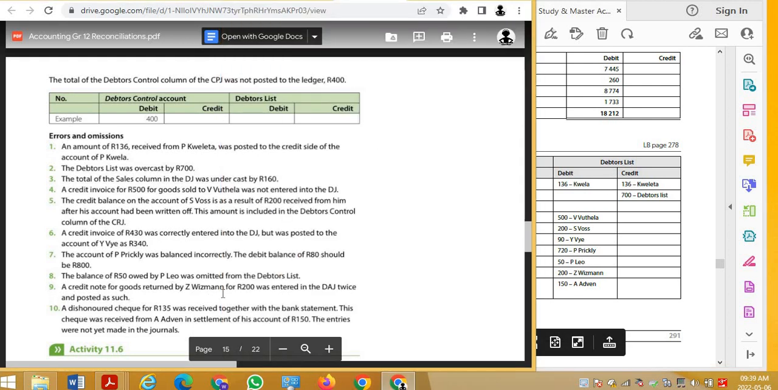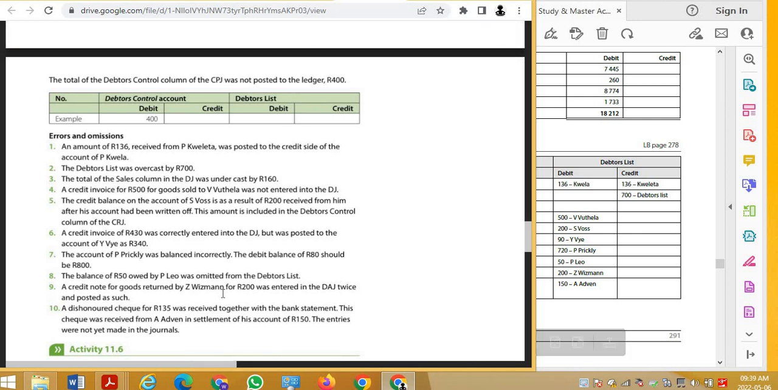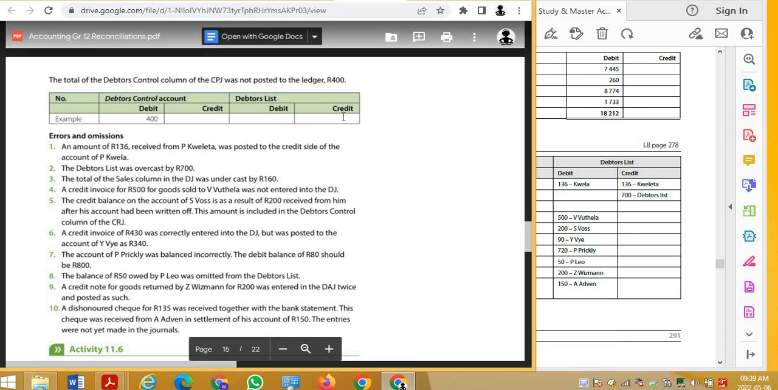Number 8, the balance of 50 Rand owed by P. Leo was omitted from the debtors list. Once again, it's only got something to do with the debtors list.